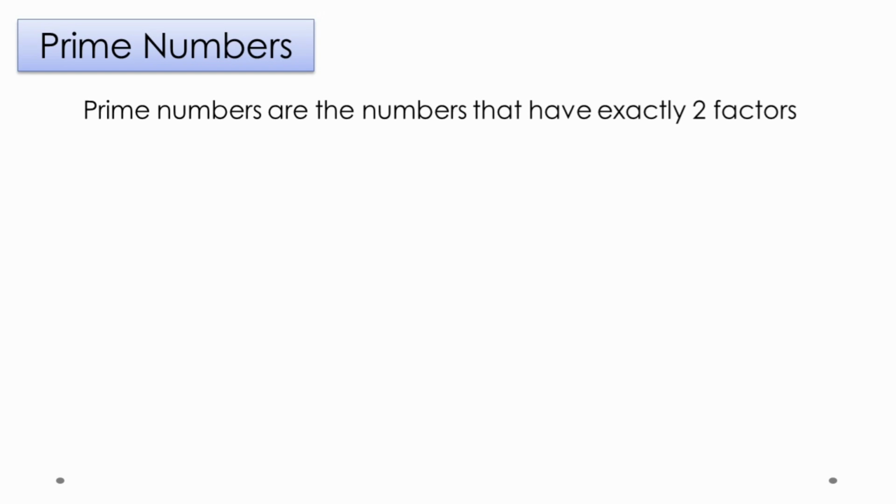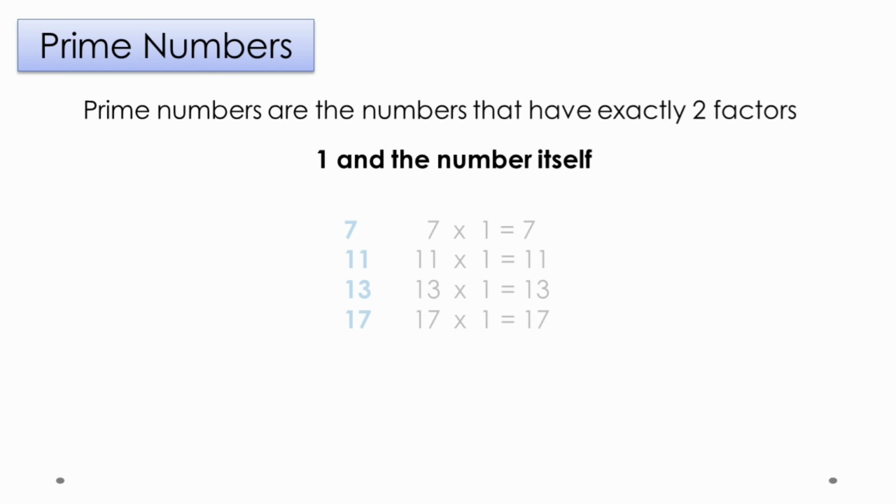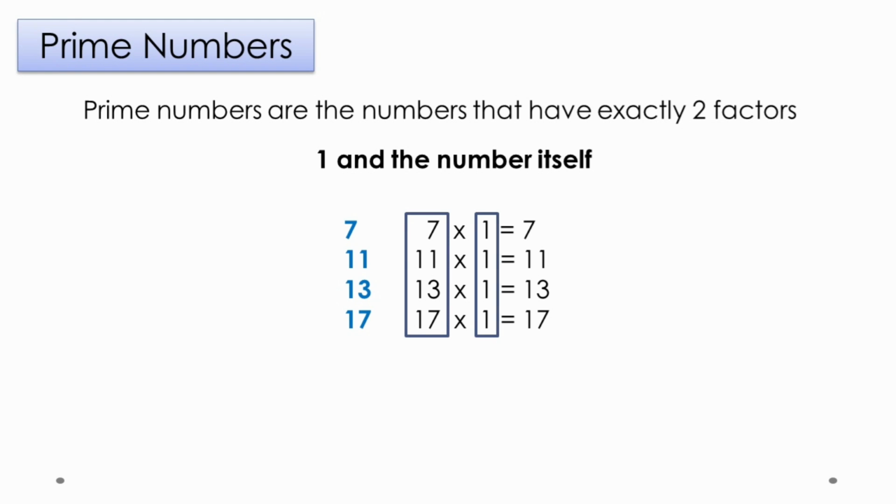Prime numbers are the numbers that have exactly 2 factors, 1 and the number itself. Let's look at the factors of 7, 11, 13 and 17. 7 gives us 7 into 1, which is 7. 11 gives us 11 into 1, which is 11. 13 gives us 13 into 1, which is 13. 17 gives us 17 into 1, which is 17. So these numbers have only 2 factors, 1 and the number itself. All such numbers are called prime numbers.